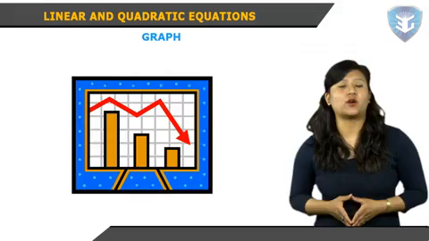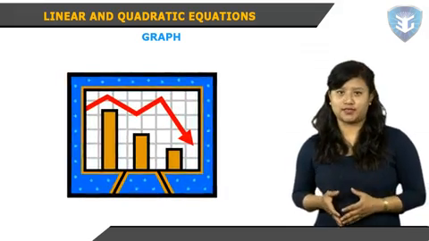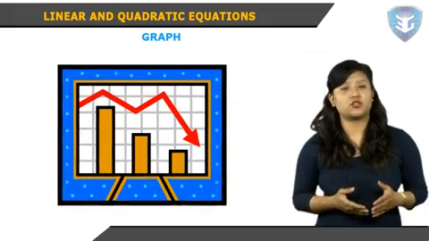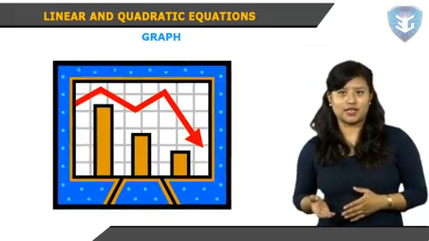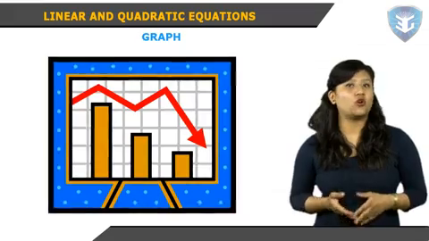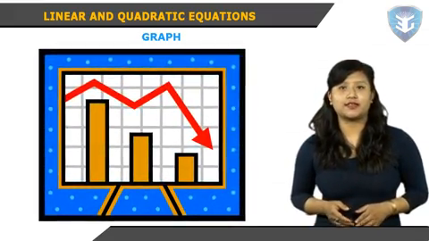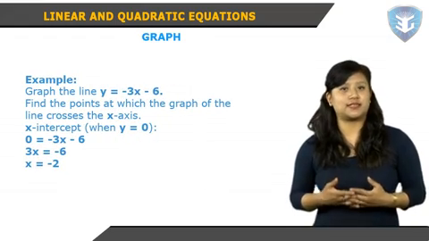If you have 2 points, you can draw a straight line connecting them. So, if you have an equation in 2 variables and you know that equation is linear, which means its graph is a line, it is easy to graph it. All you need to do is find 2 ordered pair solutions, plot them and draw the line connecting them. Now let us look at an example.